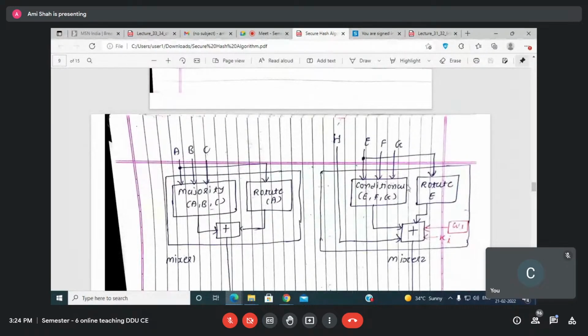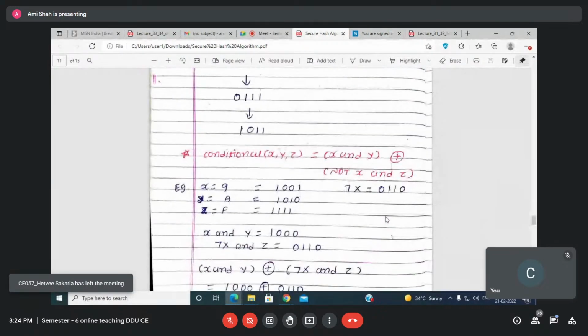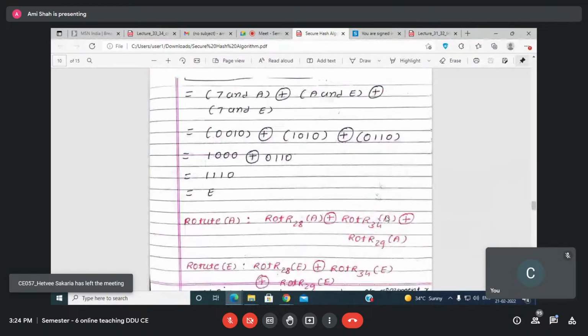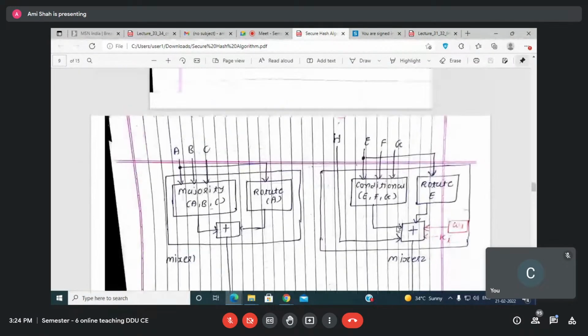Now, what about this conditional? See here. And all of you know that in conditional, there are three parameters, right?